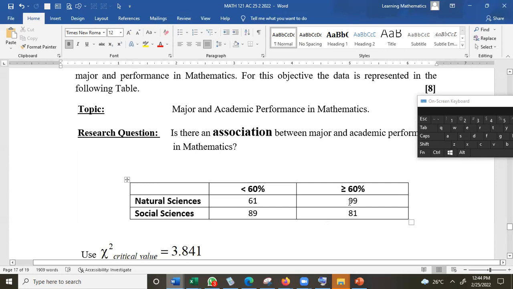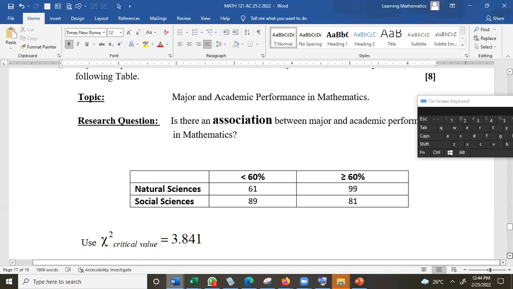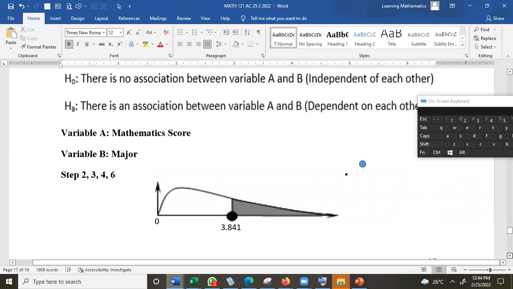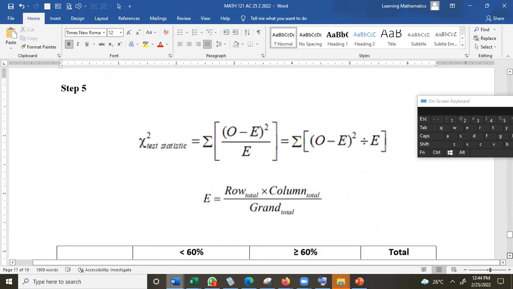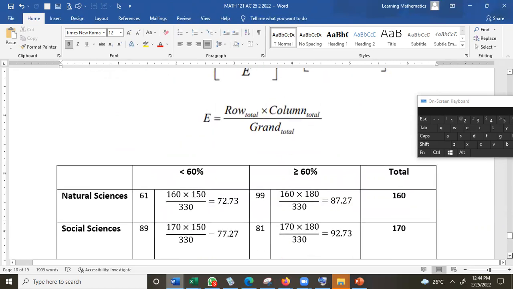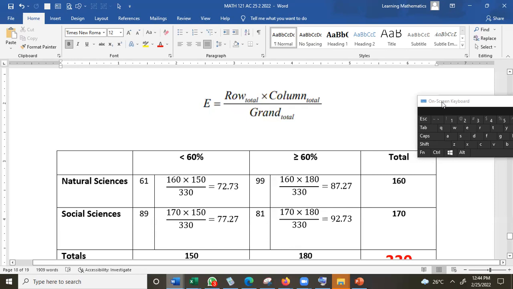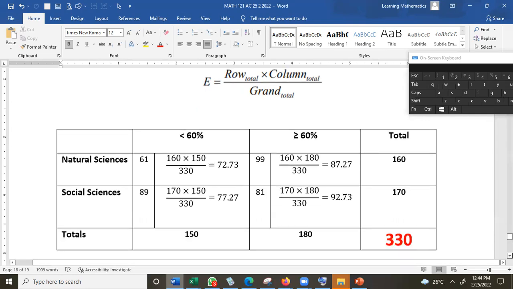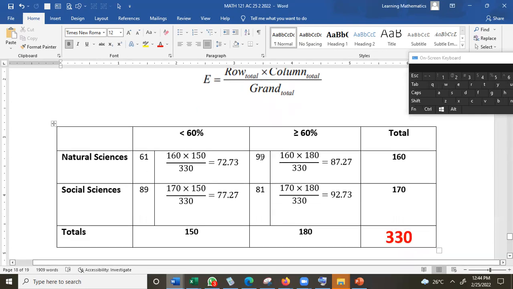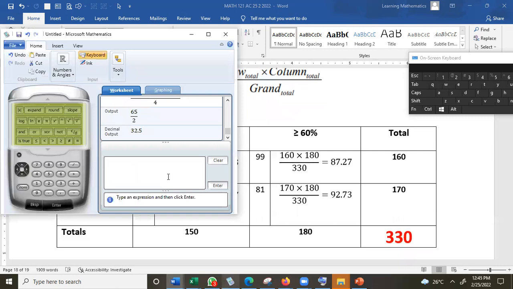So the numbers that will be given in the chi-square test for no association will be the observed values. So you have to calculate the expected values. Here is the formula to calculate the expected values: row total times column total divided by grand total. What do we mean by row total? You have 61 and 99. 61 plus 99 is 160. That will be the first row total.